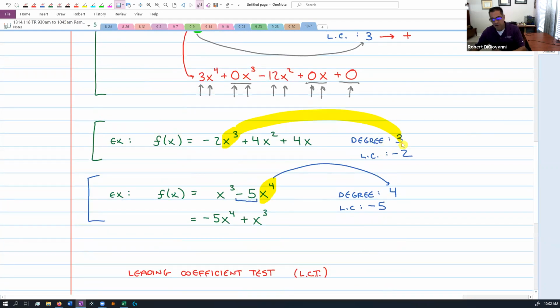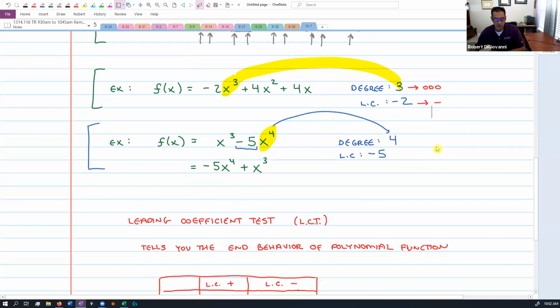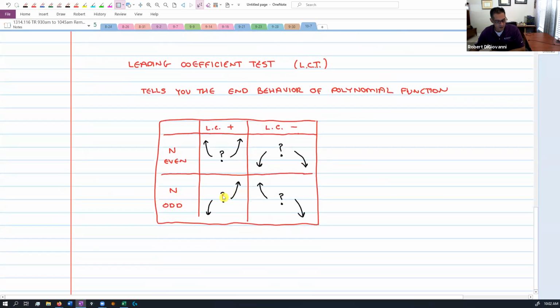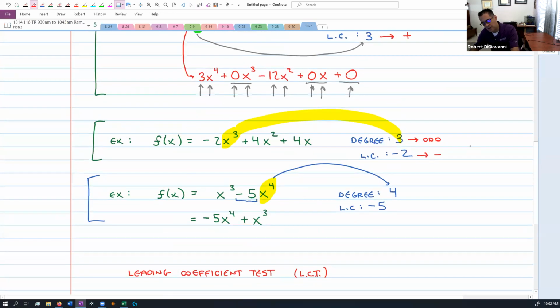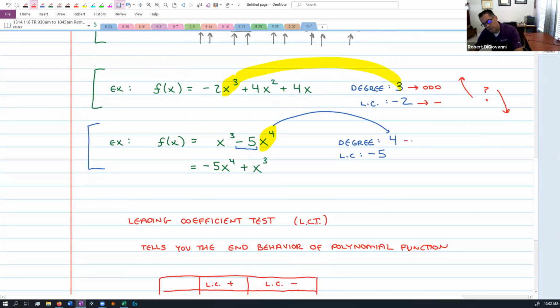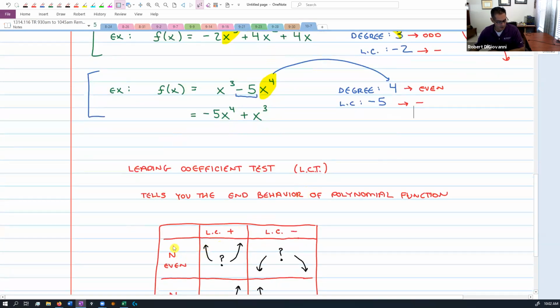The next one, my degree here, 3, is odd, and my leading coefficient is negative. So if I come to my table, odd degree, leading coefficient negative, we have to be looking here. So that means my left side goes up, my right side goes down, and in the middle, I don't know. And then the last one, we have an even degree, and we have a negative leading coefficient, -5. So even degree and negative leading coefficient, both sides should go down.